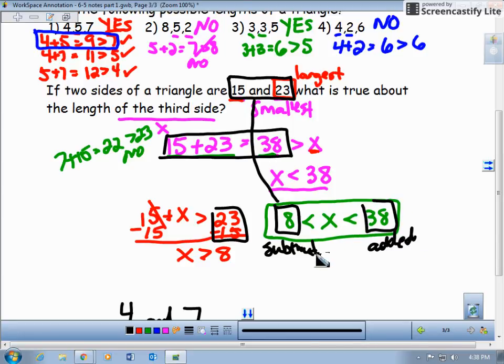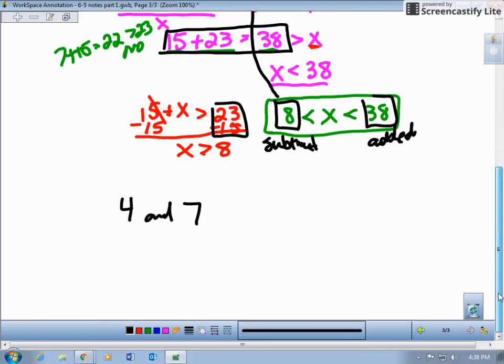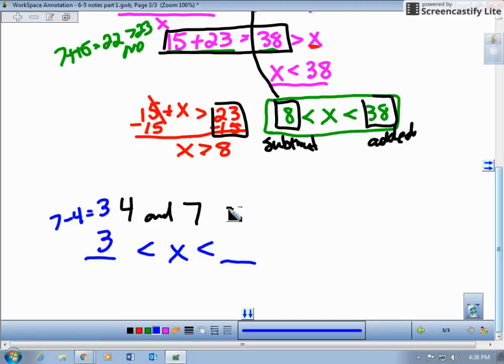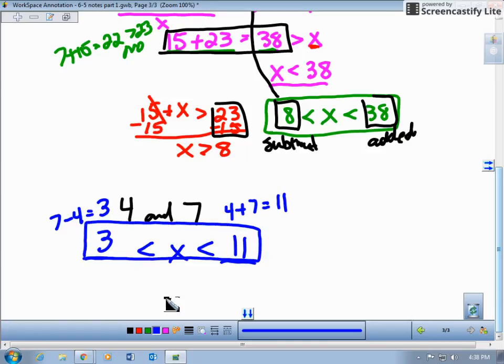Okay, so a real quick way to do this is if they give you the two sides, you're going to make your compound inequality here. To get the low end, you just have to subtract them. So 7 minus 4 is 3. Okay, and to get the large end or the top end, all you got to do is add them. So 4 plus 7 is 11. So there we go. We know that that third side has to be greater than 3, but less than 11.